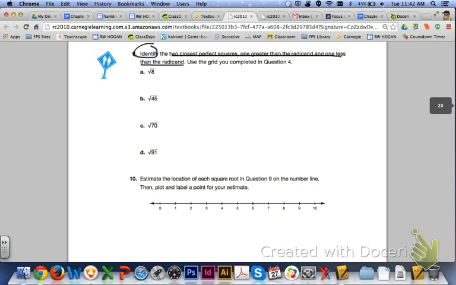Let's take a look at number 9 at the top of page 478. Let's get some practice with the example that we just took a look at. We want to identify the two closest perfect squares, one greater than the radicand and one less than the radicand. And again, you can use the grid in question 4 if you need to. So go ahead and do letters A through D for number 9.